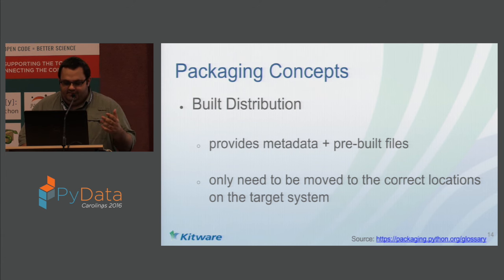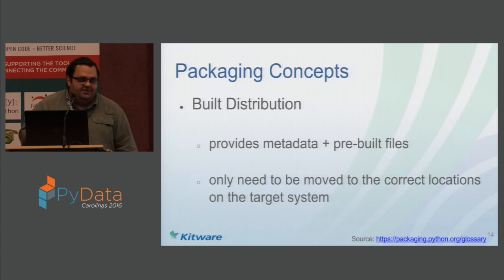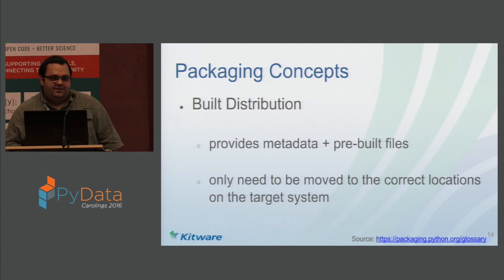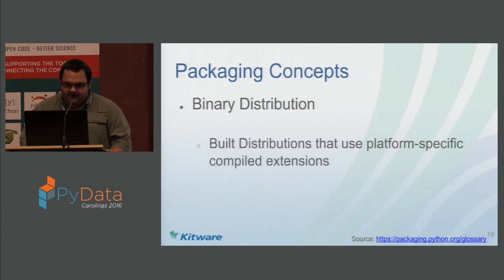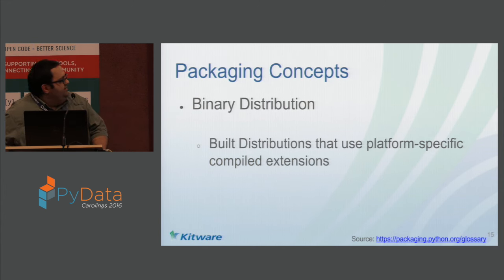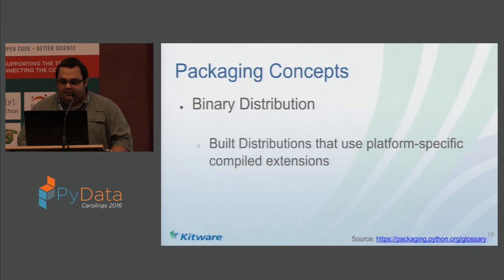which provide the metadata plus source files. I don't think that's actually right. Oh, I keep seeing a different version of the slides on my machine. Yeah, it provides metadata plus pre-built files. So these are the binaries and such. The idea with these is the only thing you need to do to install them is copy the files over to the right places in the target file system. And in particular, when we say binary distributions, we refer to a specific sort of built distributions that include platform-specific compiled extensions. So built distributions that are not universal, that'll be just for Linux or a particular version of Windows.